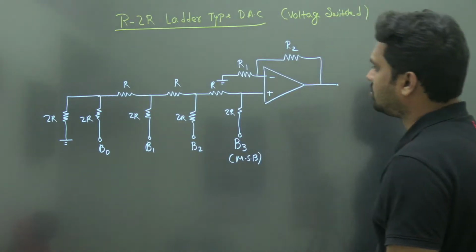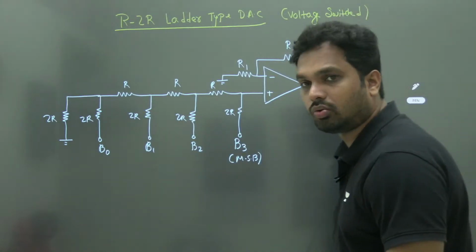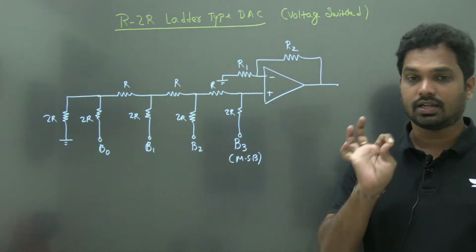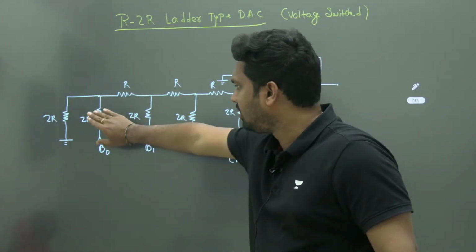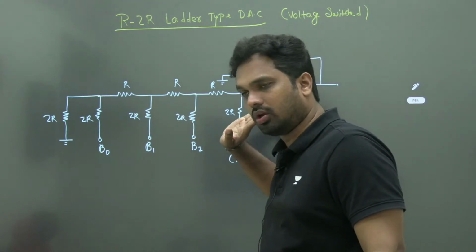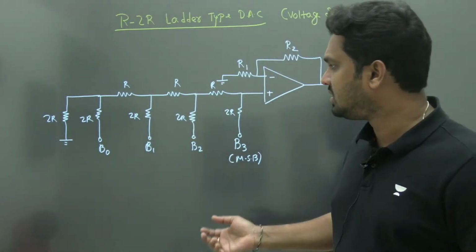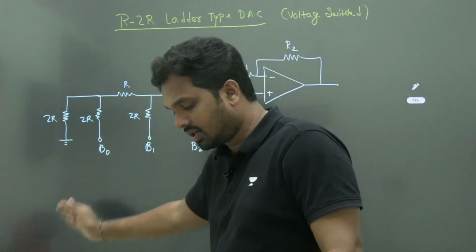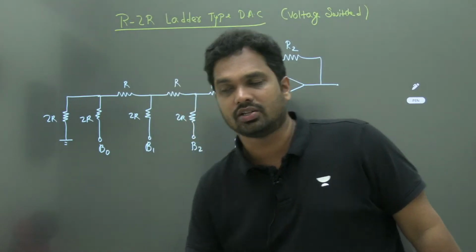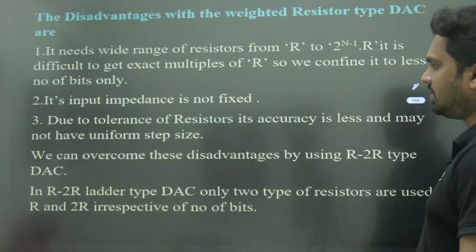So this is what we call the R-2R ladder type of DAC, where I am using only two types of resistors, 2R and R only. But whether it will work or not, we will see. But we require more resistors here compared to the previous case. That is true.